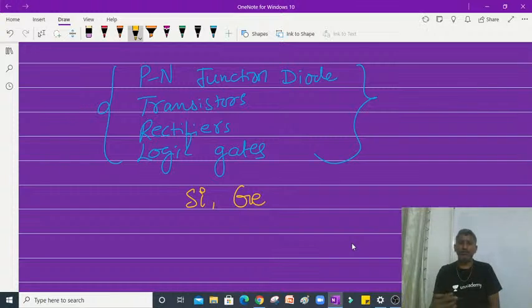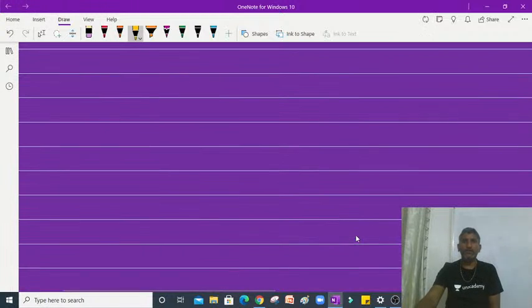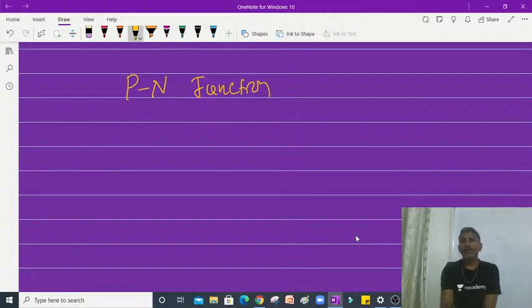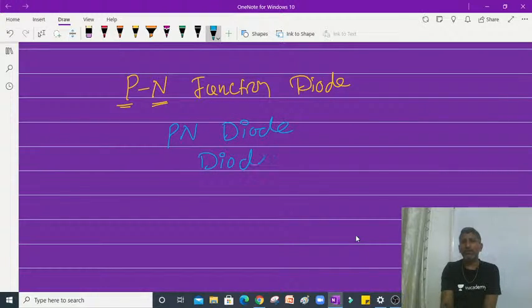Actually, we have to discuss all of these one by one. For today, I am going to define the PN junction diode, because time may not permit discussion of all of them. You see, students, here P means p-type material, N means n-type material. This is also called simply a PN diode. Sometimes we can say diode also.